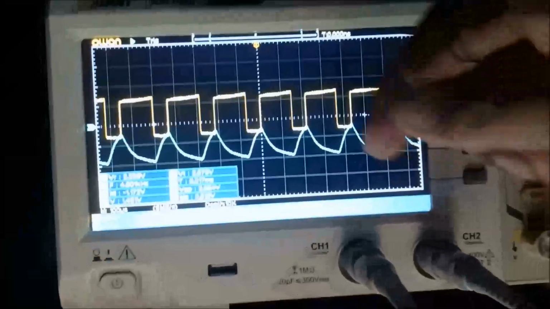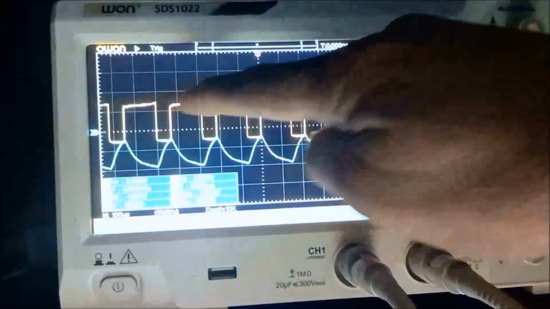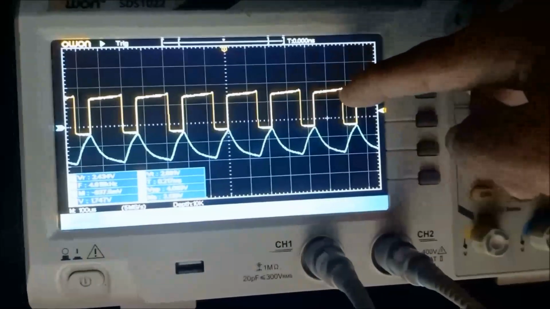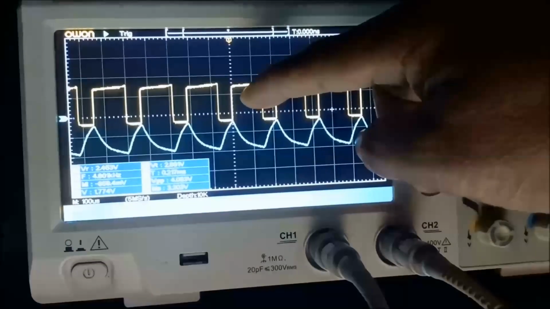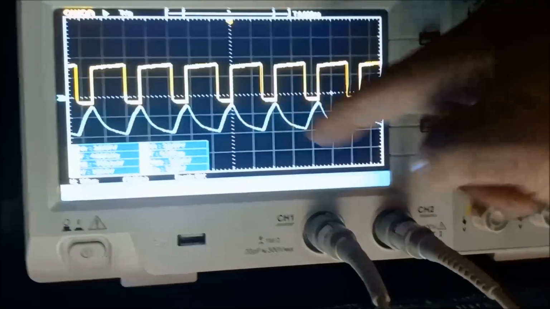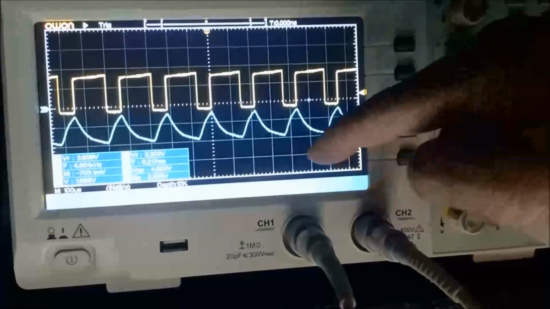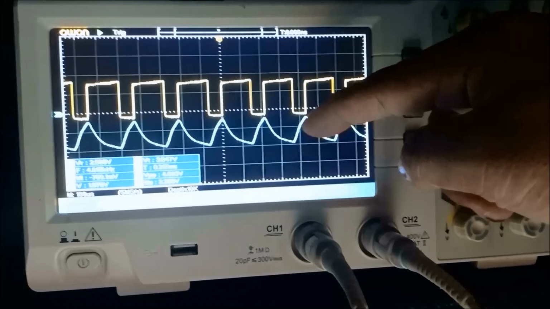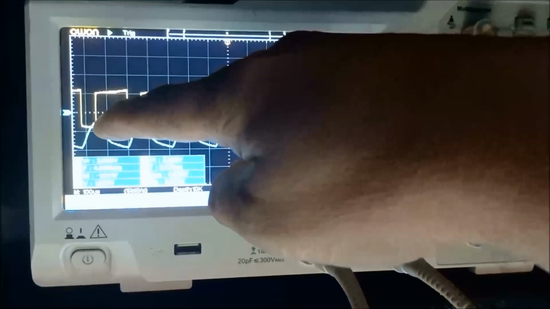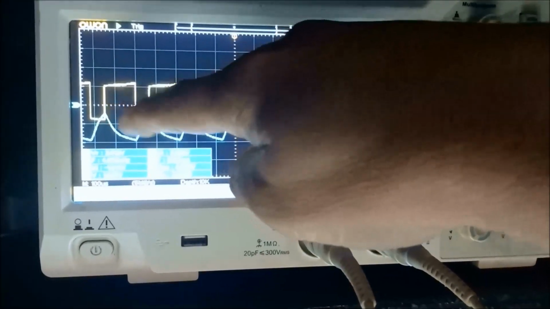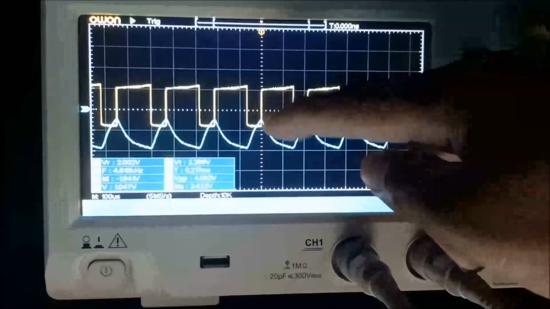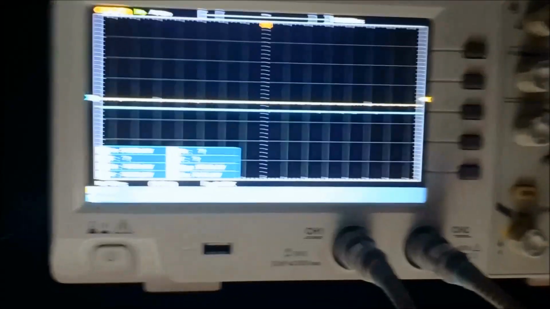So you can see here this is the input, our square wave. And then the output, we have now the output from channel 2. That looks like a triangular waveform. And as you can see here, this is because of the charging and discharging of the capacitor. This one is the charging, discharging, charging, discharging.